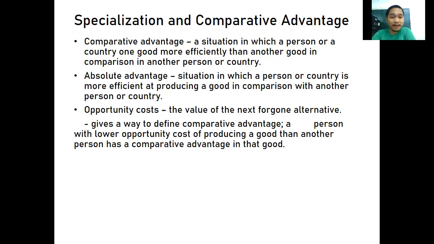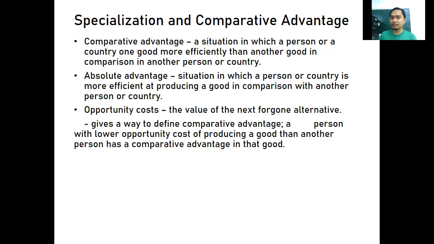So again, comparative advantage is a situation in which a person or a country is more efficient at one good than another good, compared to another person or another country. So, that comparison is comparative advantage. What is absolute advantage? Absolute advantage is the situation in which a person or a country is more efficient at producing a good in comparison with another person or country.